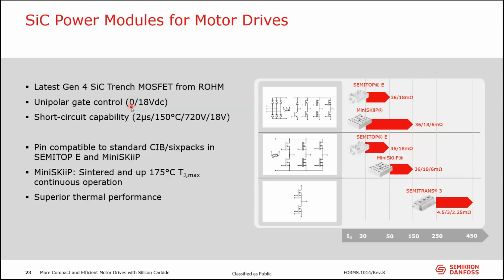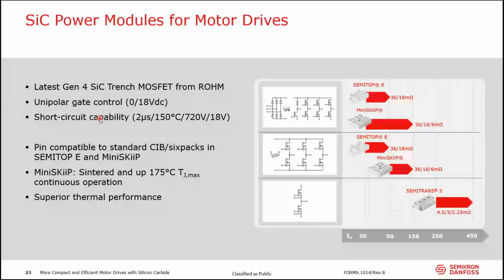And then I mentioned that also in the beginning, they provide short circuit capability, 2 microseconds at 150 degrees of junction temperature, 720 volt DC bus, and very important, 18 volt gate voltage. So the full gate voltage you can use and still have the 2 microseconds short circuit capability. That is not the case for all silicon carbide MOSFETs that you find on the market, but here full gate voltage, full short circuit capability is given.